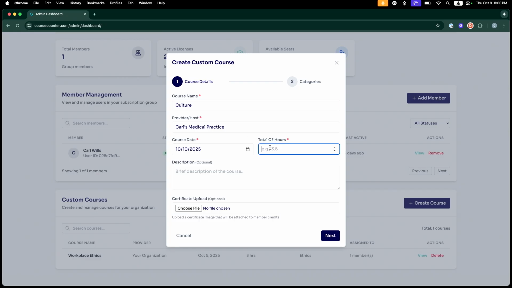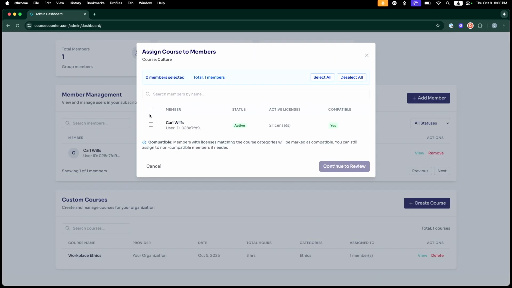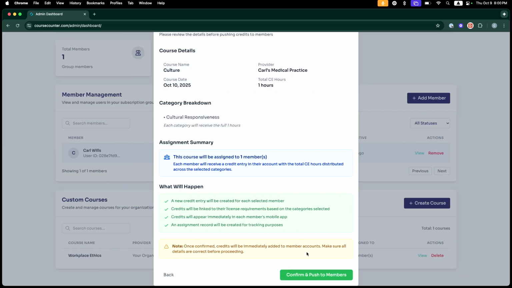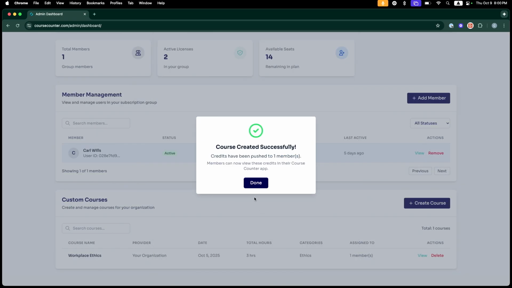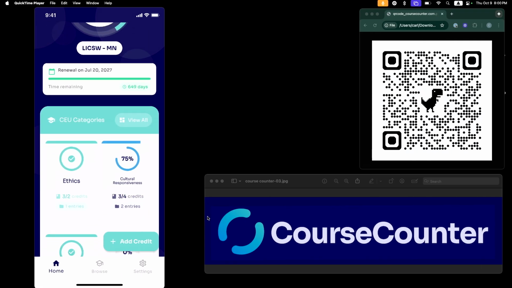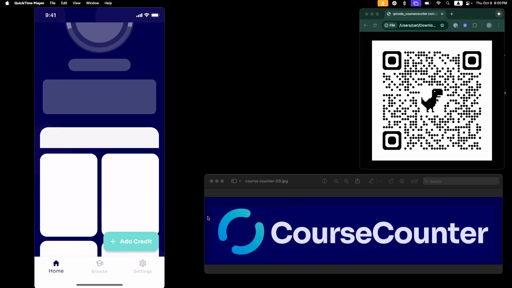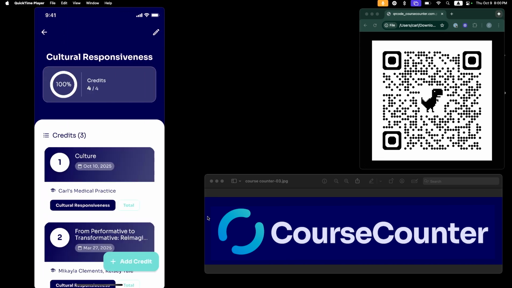So I can make a quick test credit here to show how that would work, and push it to my user here, and we can see in the Course Counter app how that would immediately update, making compliance tracking easier than it's ever been. Let me swap here. Demos are fun. And here we see that culture credit that I just added. So making organizational tracking easier than ever.